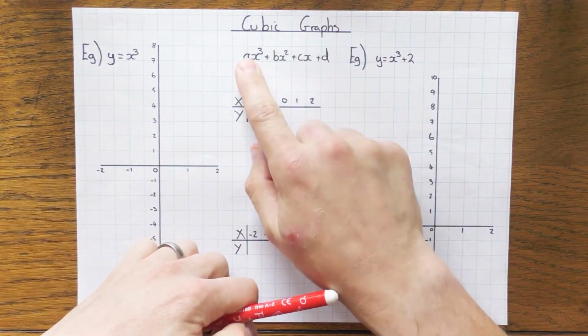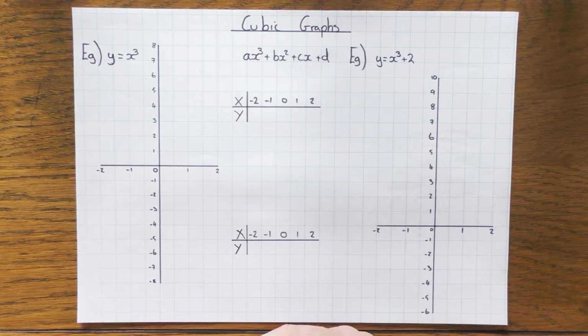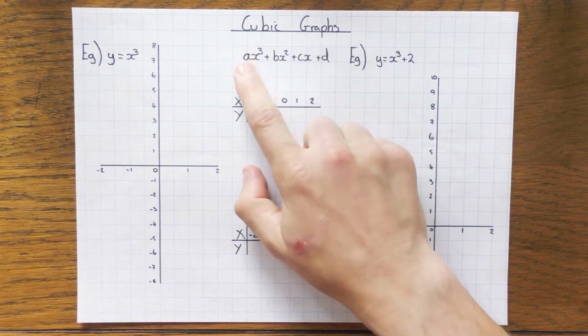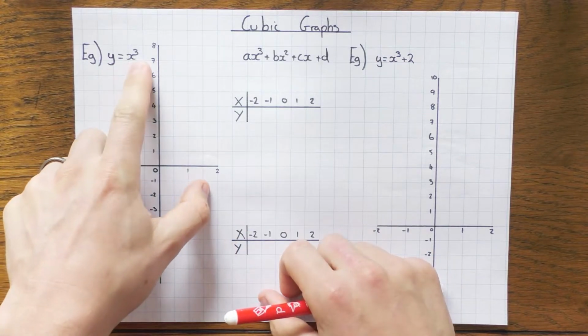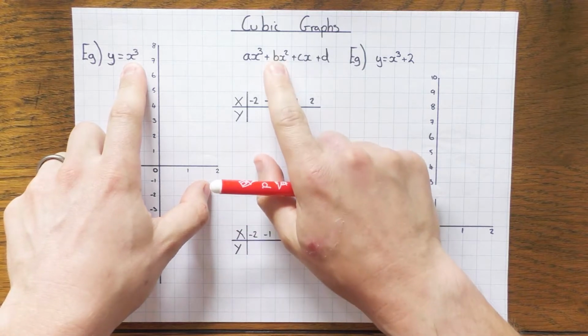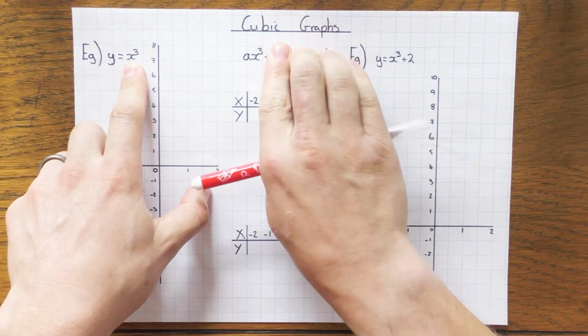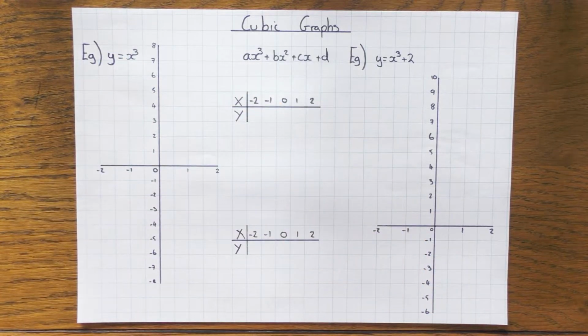So it doesn't always have to be all four of them. It can be a mixture of all of them, say if some of those numbers are zero. So let's have a little look at how we can do this. I'll show you non-calculator and then I'll show you calculator. So the first one we'll do is just very simply y equals x cubed. So in this case b would be 0, c would be 0 and d would be 0, so we're not actually concentrating on those. In this case it is just the x cubed.